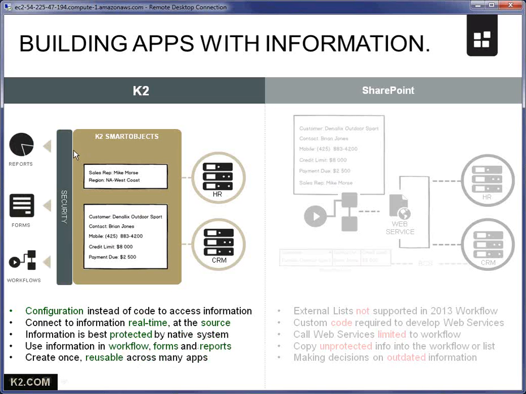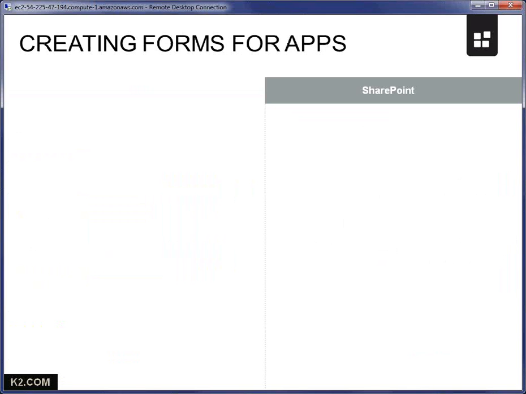Once we have that information, again, we have a reusable asset that allows us to use that information from our line of business in our reports, our forms, and of course our workflows. So again, it's about reusability, building quickly and efficiently, and getting to market faster.